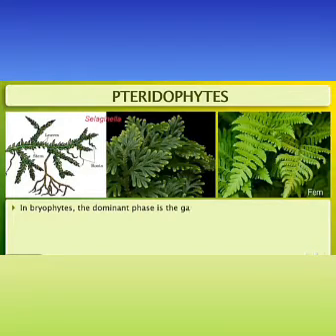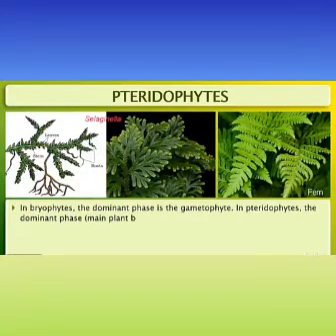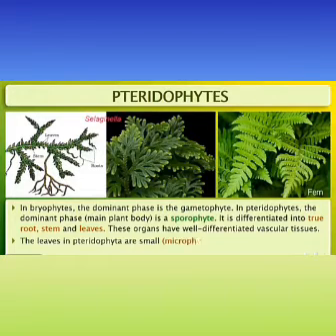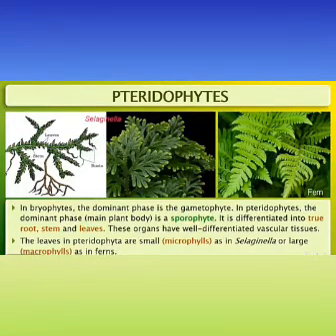As we learned in the bryophytes, the dominant phase is the gametophyte. But in pteridophytes, the dominant phase is the sporophyte. That means it is differentiated into true roots, stem and leaves. These organs have well differentiated vascular tissues. The leaves in pteridophytes are small, as in Selaginella, or large, as in ferns. That means the leaves will be very small in Selaginella and large as in ferns.